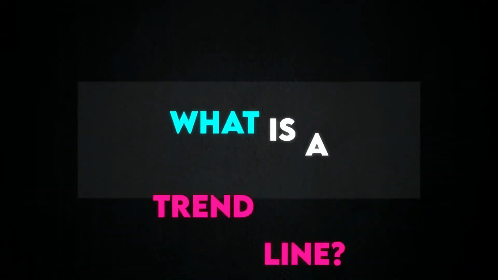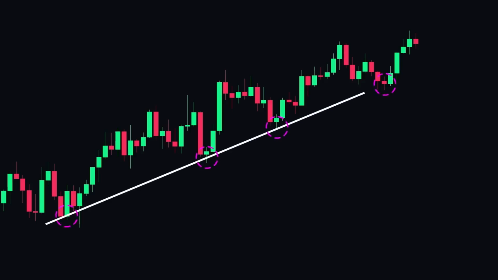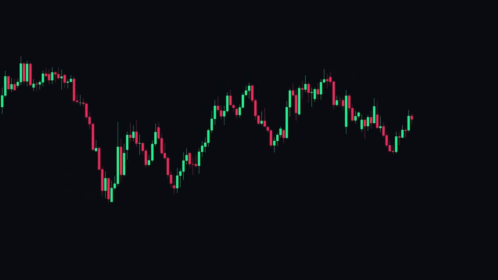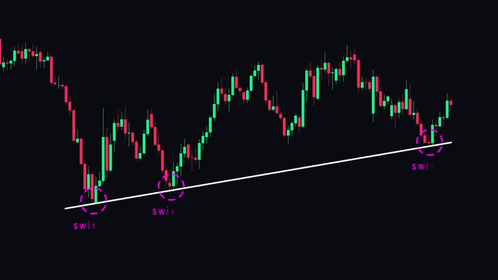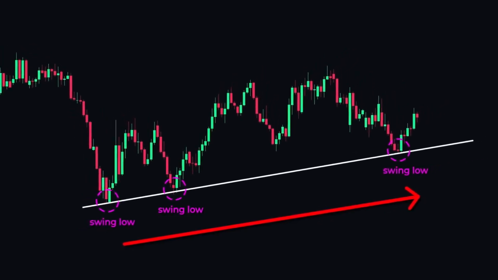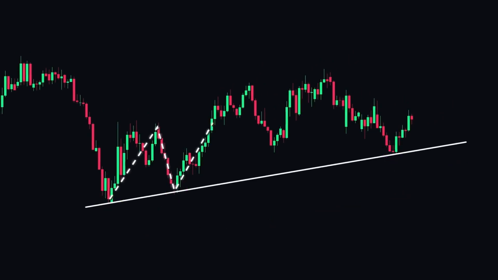First, what is a trend line? A trend line is a straight line drawn on a chart that connects two or more swing points in price. Let's look at an example. In this chart we can see that price is fluctuating, moving up and down repeatedly. So with all these movements happening, how can we tell where the market is actually heading? Simple. We draw a trend line by drawing a straight line connecting the swing lows on the chart. We can see that the trend line is heading in an upward slope. This tells us that despite these short-term fluctuations in price, the overall market trend is up.